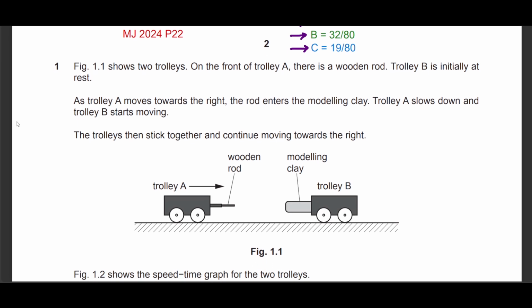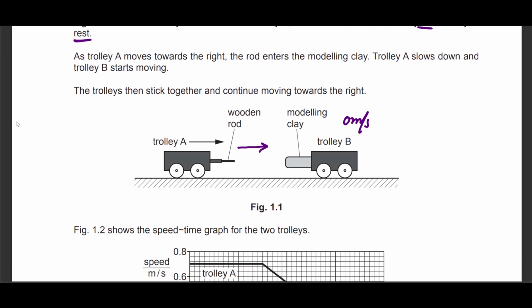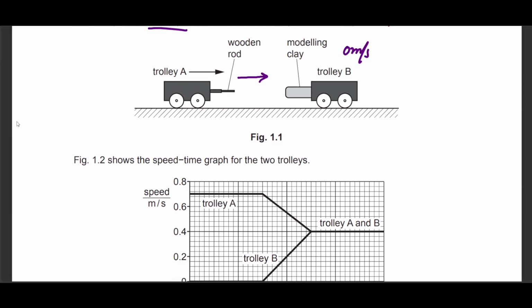Okay, so the first question is about momentum. It says that the front trolley A is moving towards trolley B, which is at rest. So trolley B is at rest, which means it is moving at 0 meters per second. Trolley A moves towards the right side and the rod enters the modeling clay so that they embed together. Trolley A slows down and trolley B starts moving, and they're sticking together and moving towards the right side together. So this is what is before collision, and trolley A embedded with trolley B moving together on the right side is what is going to happen after the collision.